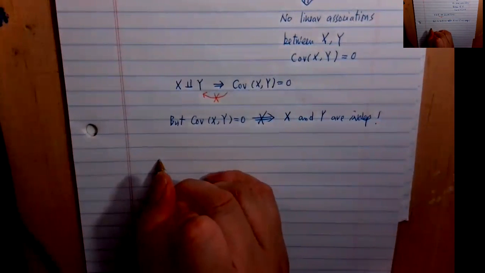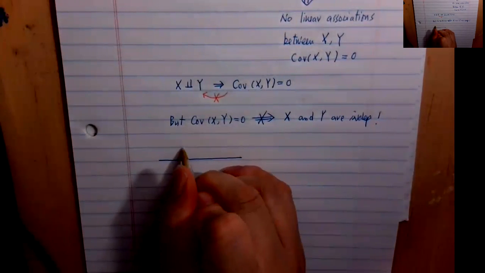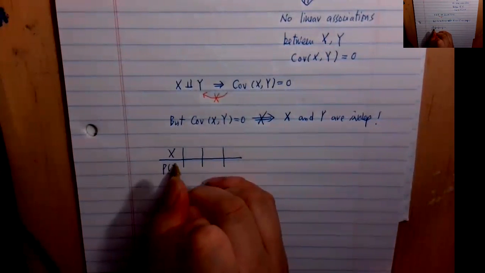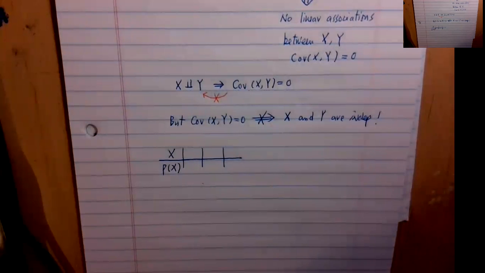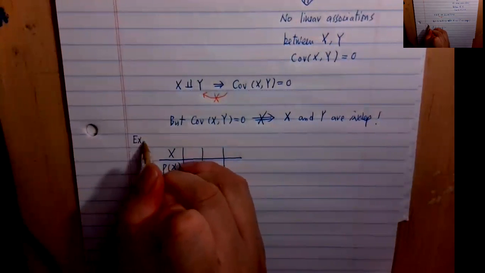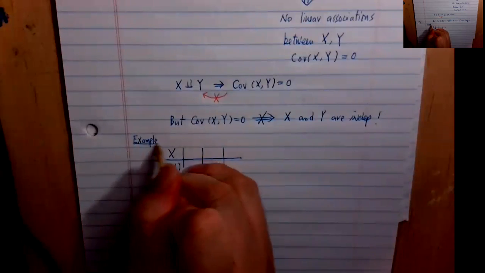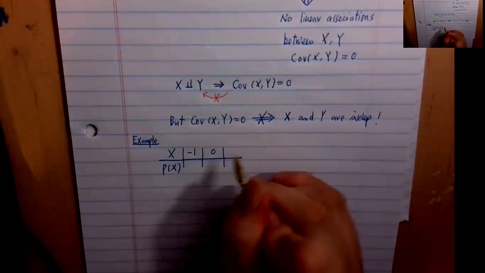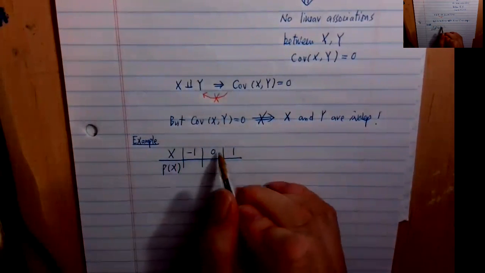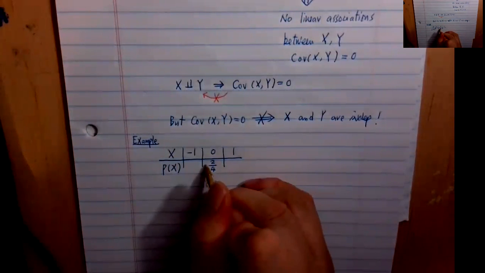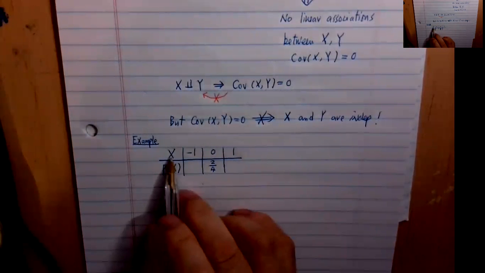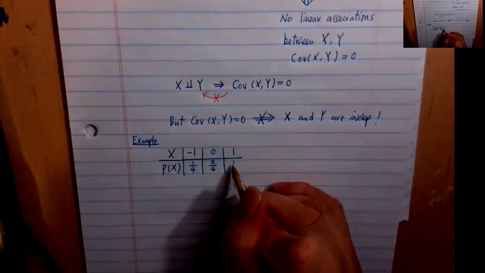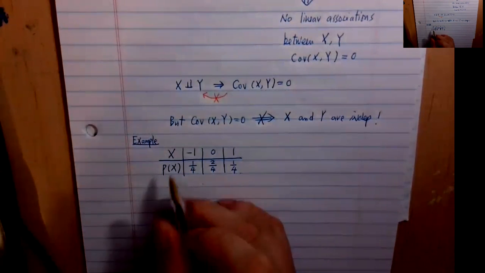Look at the random variable X here. This is X, this is pX. Consider a random variable X, and X has only 3 possible values, -1, 0, and 1. X will be 0 with probability 2/4, and X equal to -1, that chance is 1/4. And X is equal to 1, the chance is 1/4.